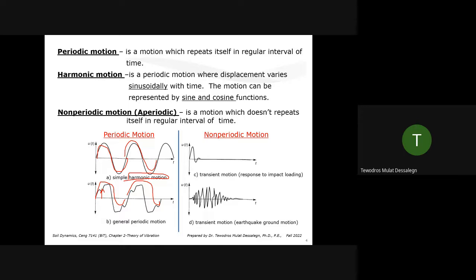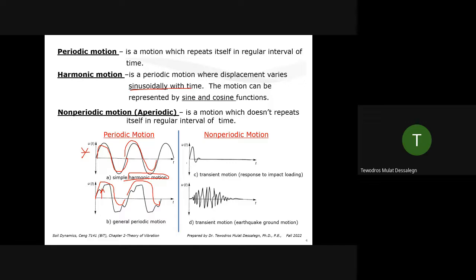But this one, you may not capture with simple sine and cosine functions. Harmonic motion is a periodic motion where displacement varies sinusoidally with time. The motion can be represented by sine and cosine function. That's the first one we talked about. But still you can have periodic motion, even if it's not harmonic motion.